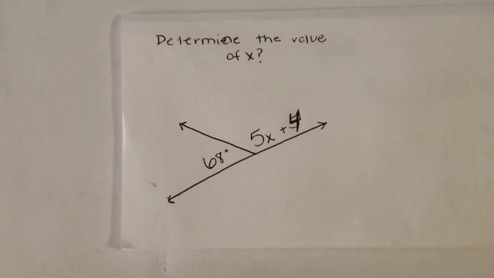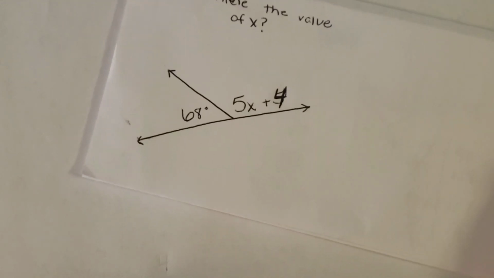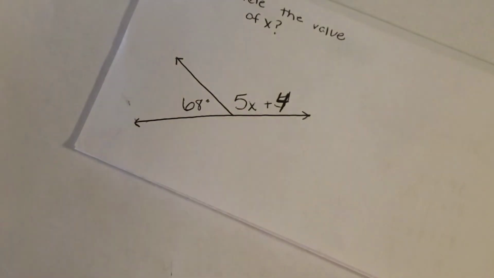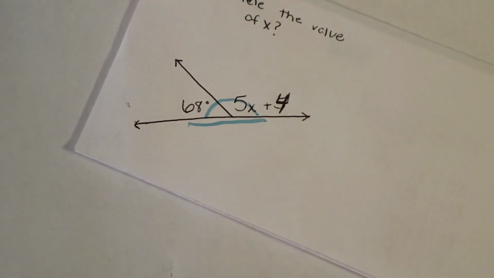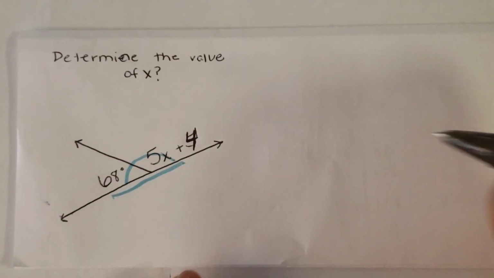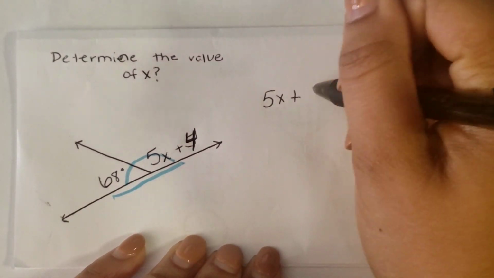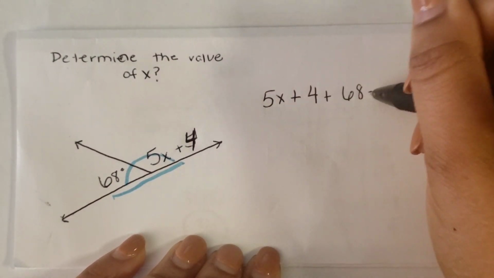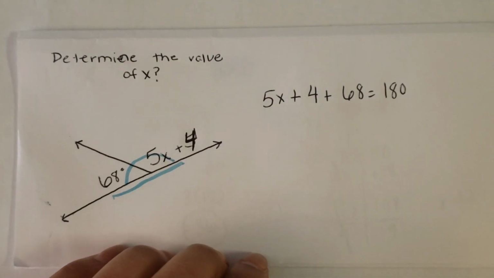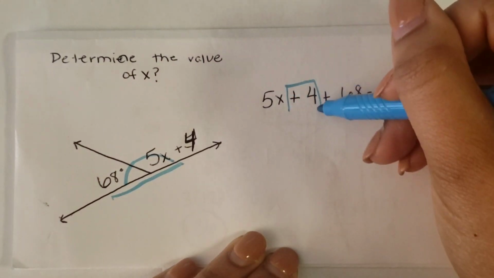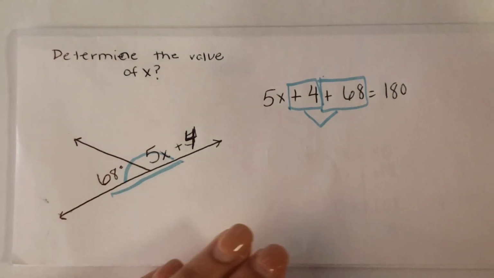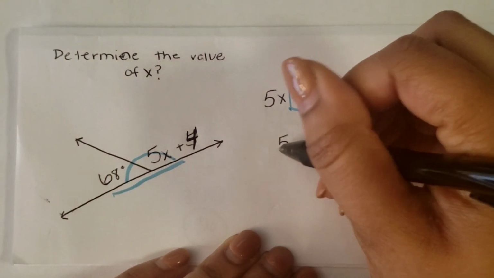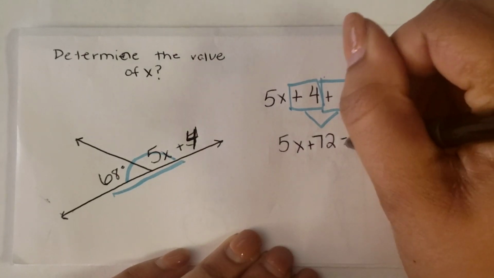All right, let's go over one more together. This one looks funny because it's to the side, but if you turn it, you can see it's a straight angle. From there, we know that this whole thing is equal to 180 degrees. Adding these two together and setting them equal to 180 degrees is what we need to do. From there, we need to group our like terms together, which in this case, it's going to be the 4x and the 68. When we group those together, we're going to be left with 5x plus 72. And remember, that whole thing is being set equal to 180.